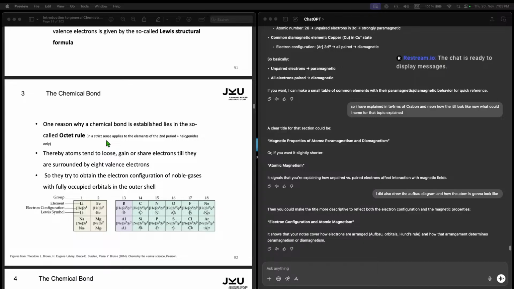In a strict sense, it applies to the main group elements. Atoms tend to lose, gain, or share electrons till they are surrounded by 8 valence electrons. Yeah, I do remember the octet rule. So they try to obtain the electron configuration of noble gases with fully occupied orbitals in the outer shell. Okay.